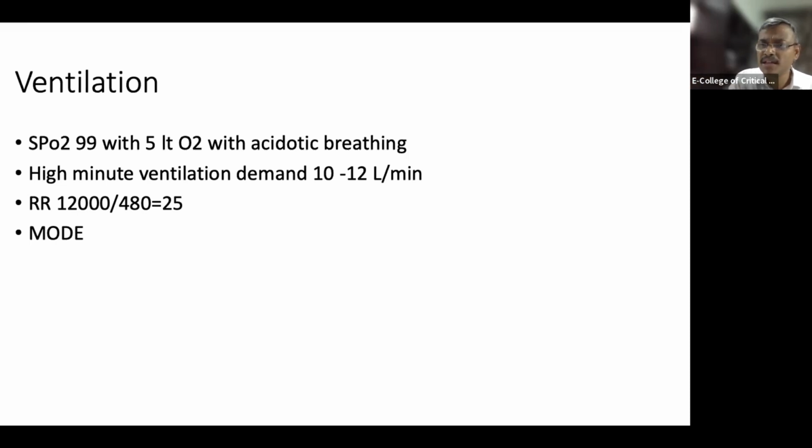You remember this? It is a simple formula. Minute ventilation is tidal volume times rate. You want a minute ventilation of 10 to 12 liters. You know the tidal volume for that patient, like 400, 450, 500. So minute ventilation divided by tidal volume will give the appropriate rate, then take an ABG and adjust the rate. That's how you have to manage.